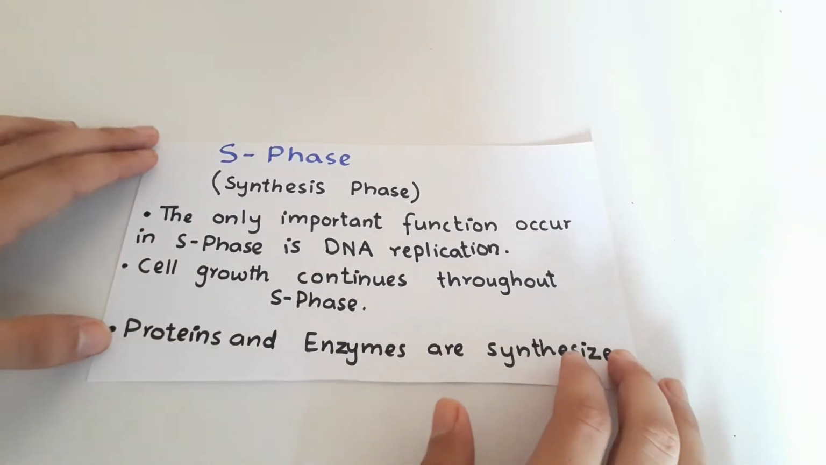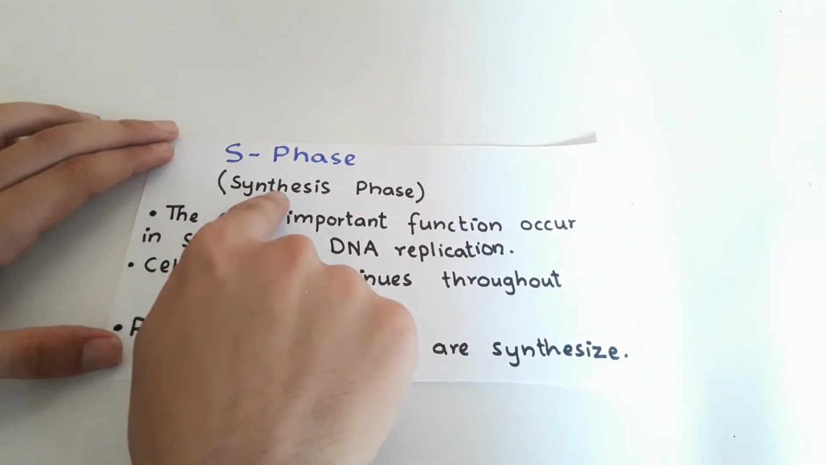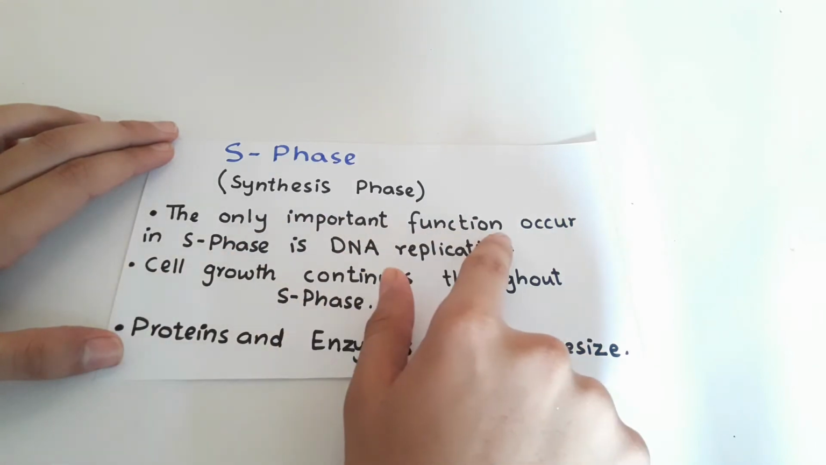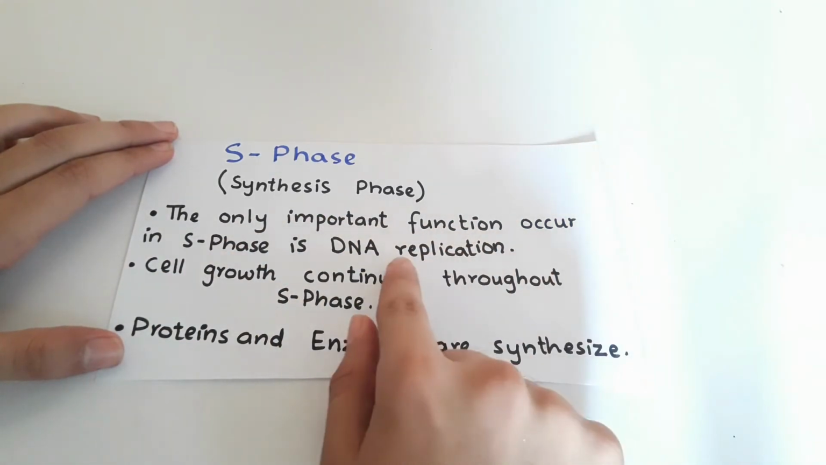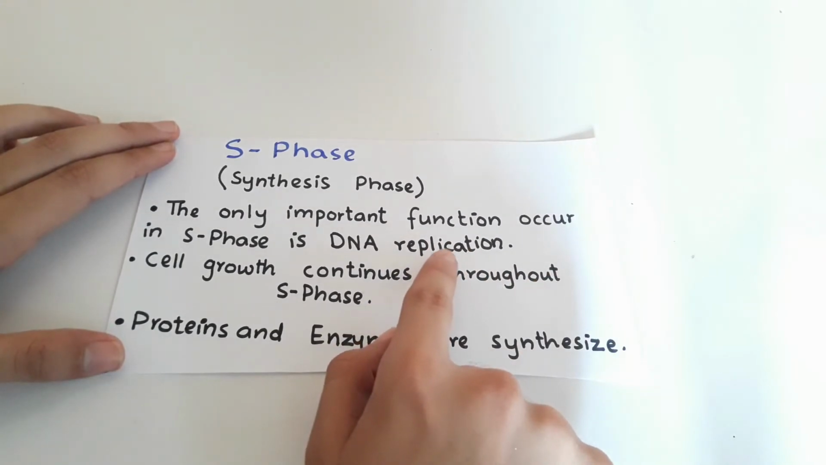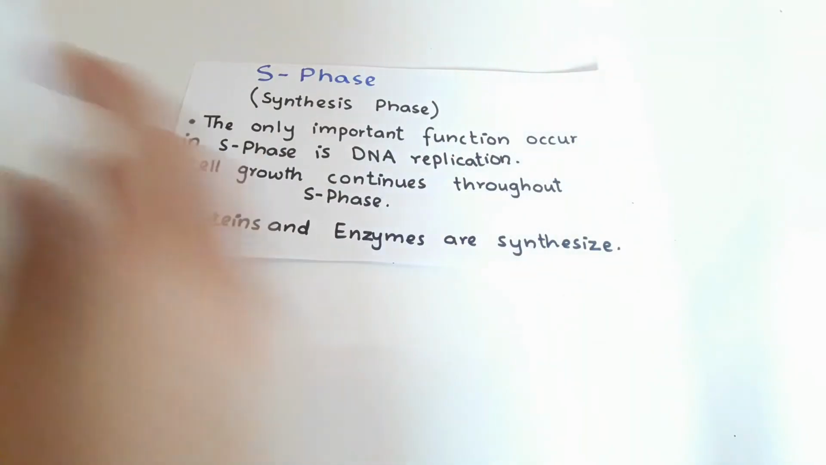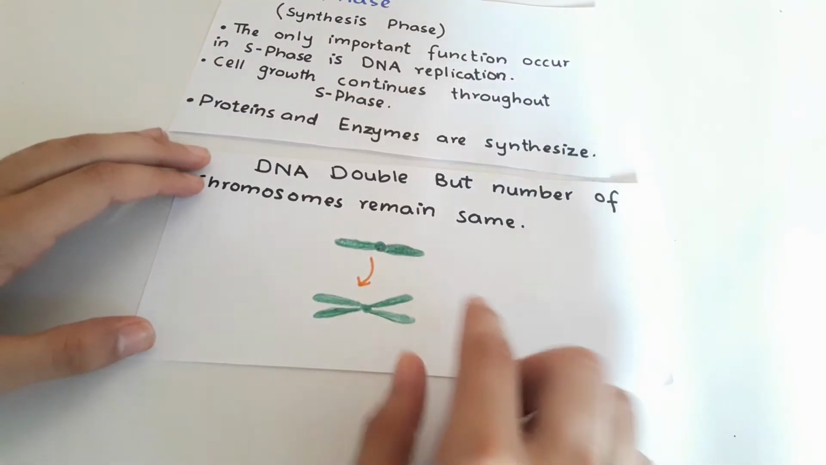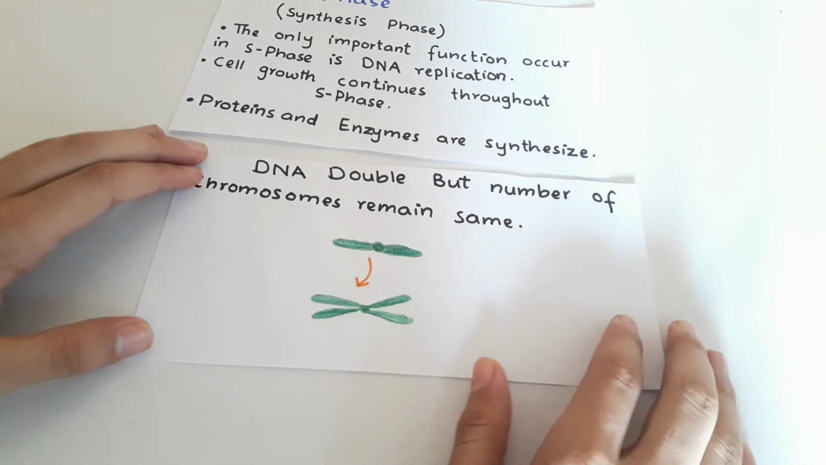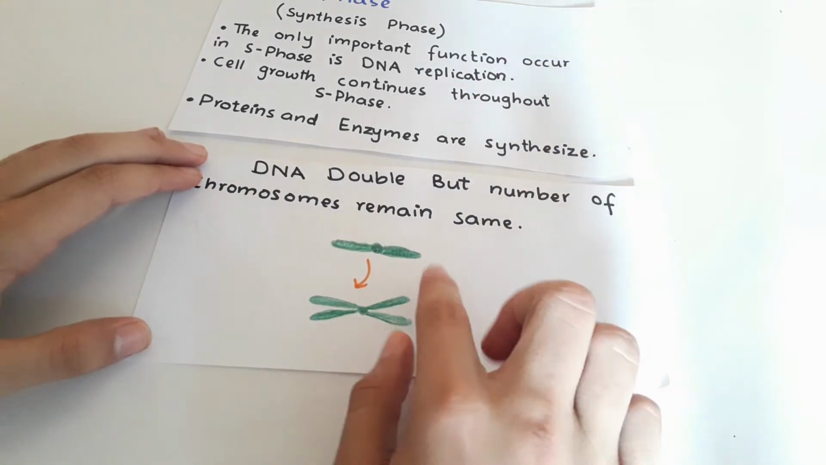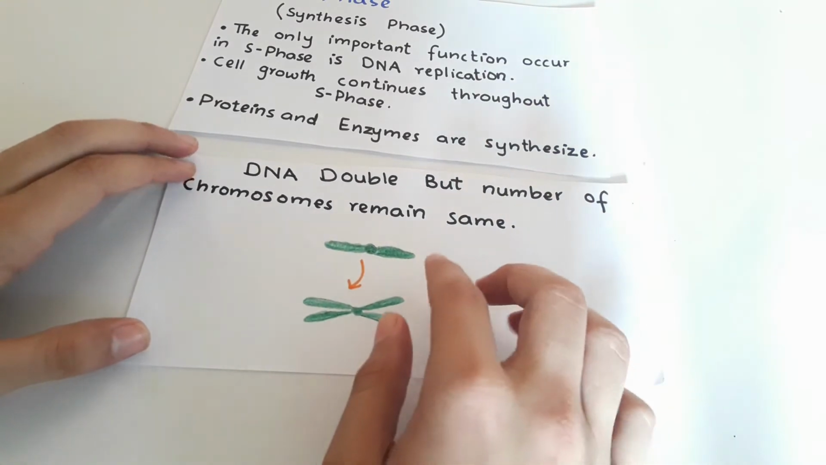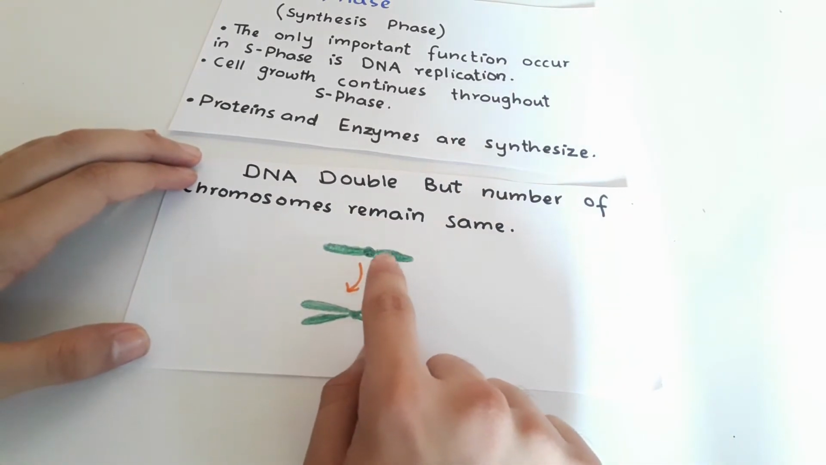The second phase is the S phase. S means synthesis phase. In this phase, DNA synthesis occurs, which means that DNA replicates itself, but the number of chromosomes remains the same. Suppose this is a DNA in the form of a chromatid. Actually, in S phase, the DNA is not in this form. It's in thread-like chromatin, but to understand, I show it in the form of a chromatid.